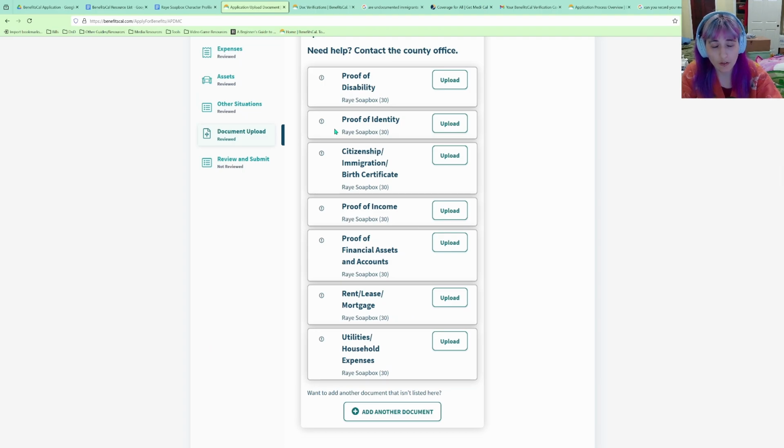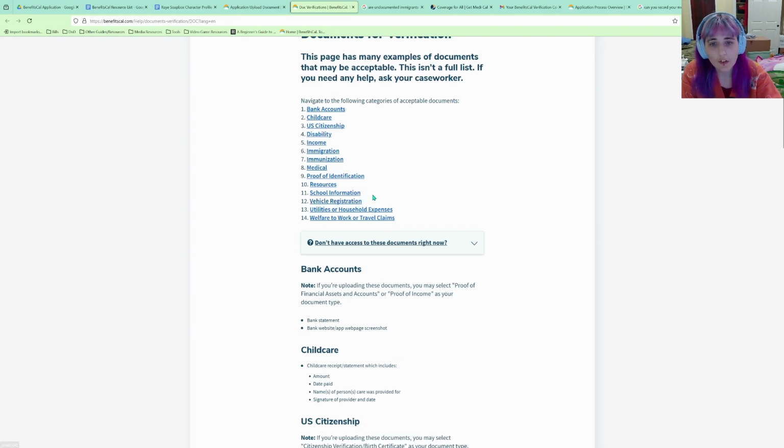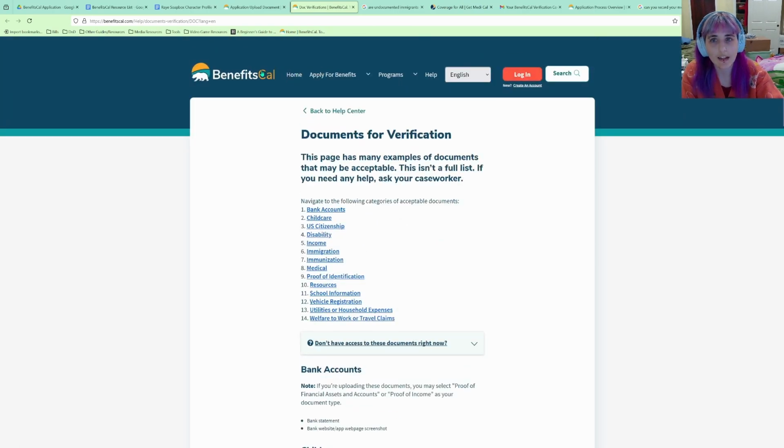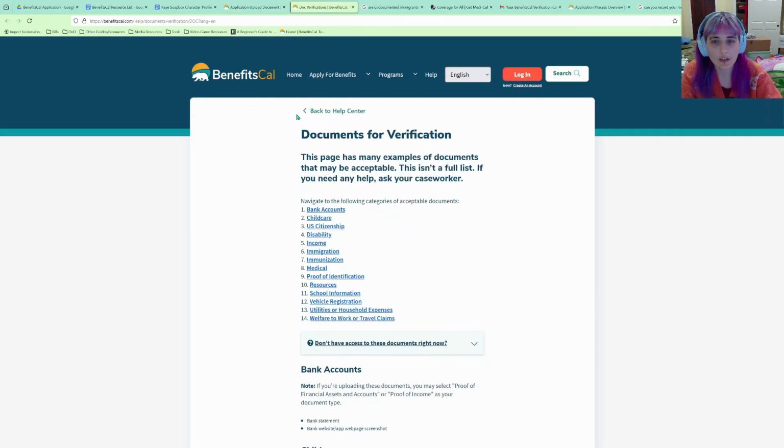So like rent, you can include your lease, for example, or your mortgage if that applies to you, your utilities, that sort of thing. You can also include information about childcare if it applies to you, citizenship status, disability information. Like if you have SSI, you should be eligible for Medi-Cal and CalFresh automatically. You could include your verification letter, school information, any kind of welfare to work or travel claims. And yeah, it has a link at the top, so you can reference what documents you need.